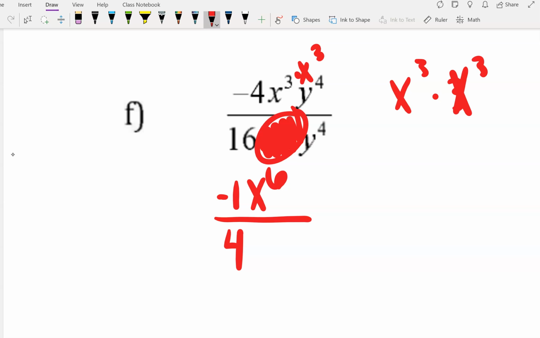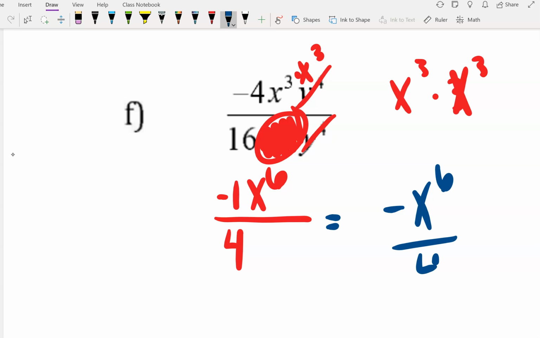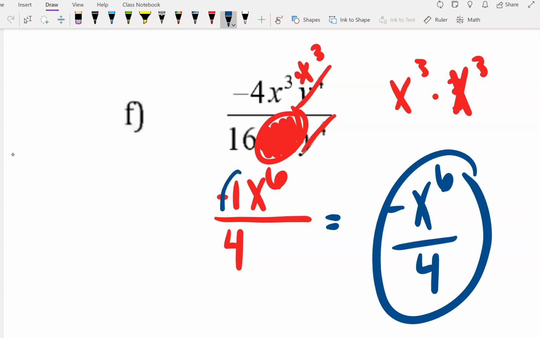And then I notice that I have y to the 4th on top, y to the 4th on bottom. Anything divided by itself is just 1. Basically, they just cancel. What I could have done is subtracted the exponent and get y to the 0. But remember, anything to the 0 power is just 1. And anything times 1 is just itself. So it's not necessary to have written. So my final answer is just negative 1 or negative x to the 6th over 4. That 1 isn't necessary to have written.